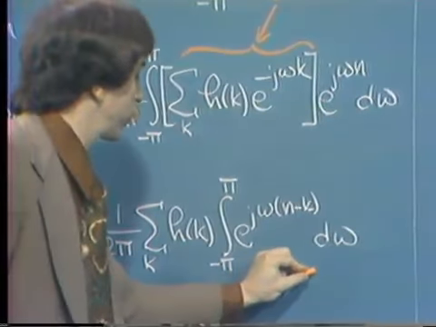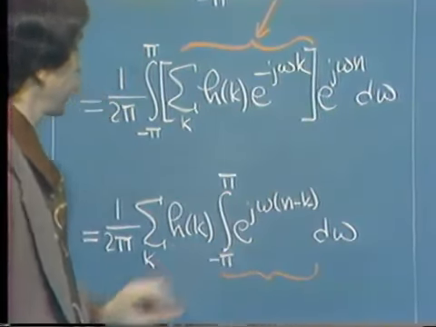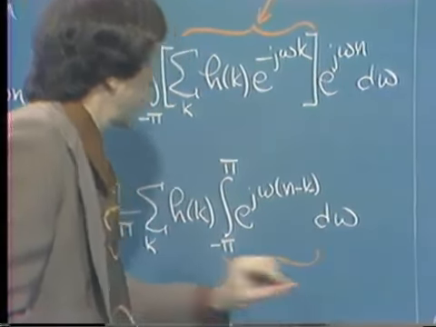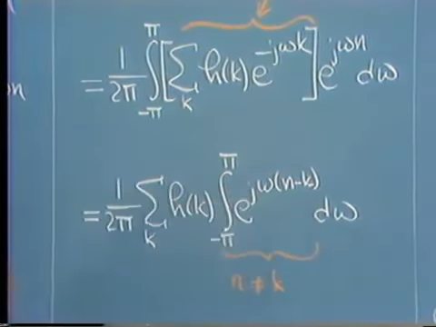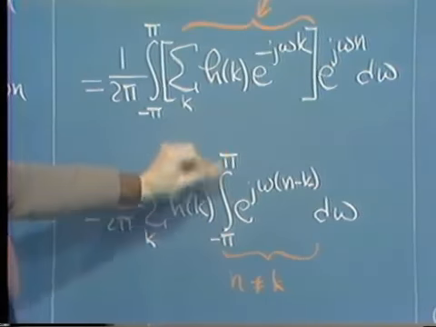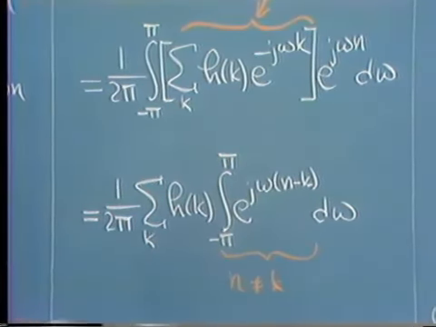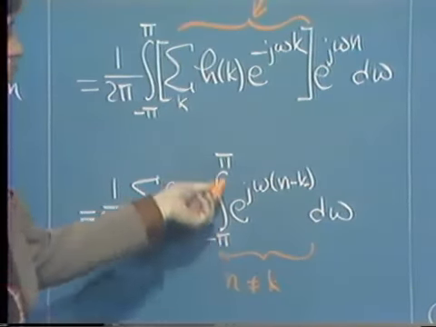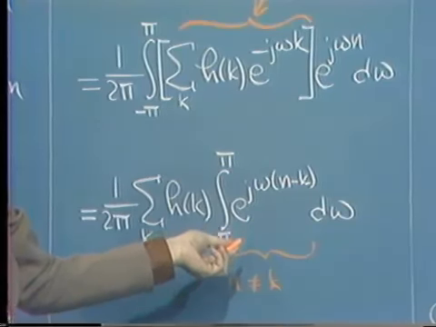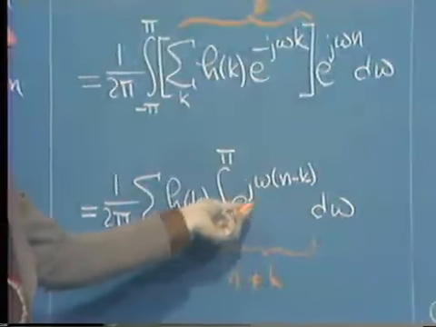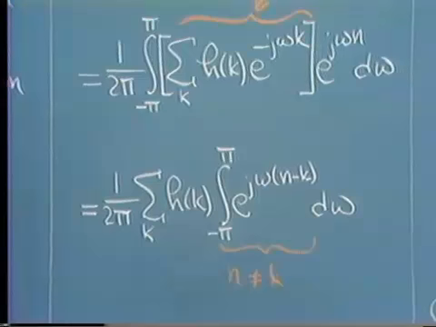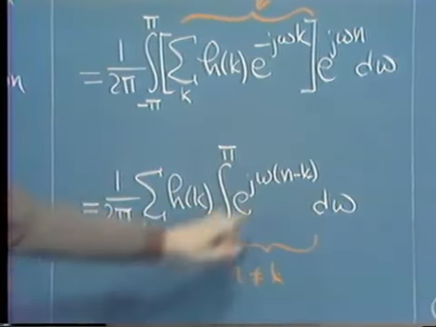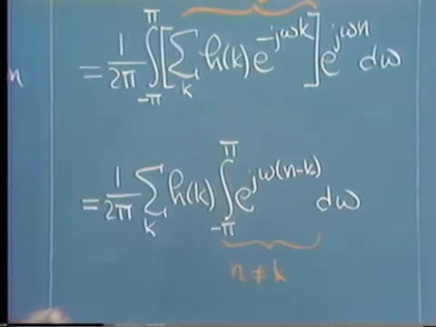And we can observe that this integral, first of all, let's consider it for n not equal to k. If n is not equal to k, this is just simply the integral over a period of 2 pi of a complex exponential whose period is 2 pi. The integral of the real part is the integral of a cosine over an integral number of periods. And the integral of the imaginary part is the integral of the sine over an integral number of periods. Obviously, then, this integral, if n is not equal to k, is going to be 0.